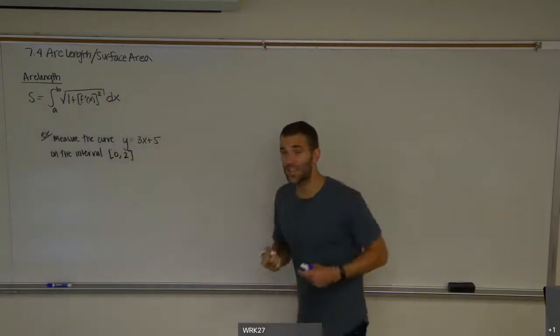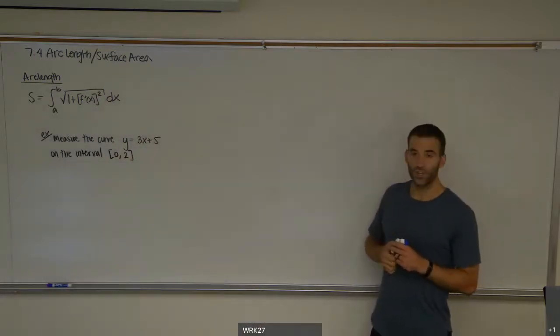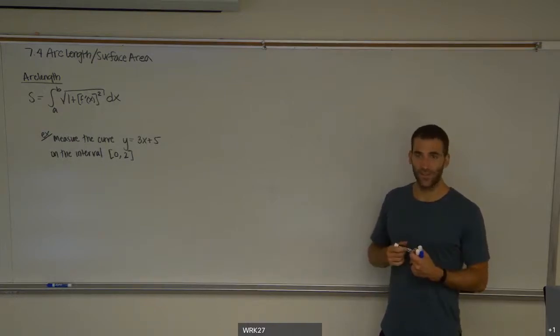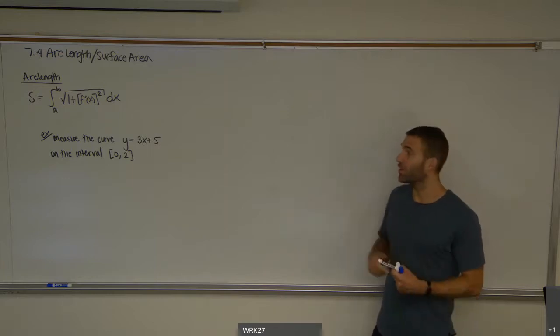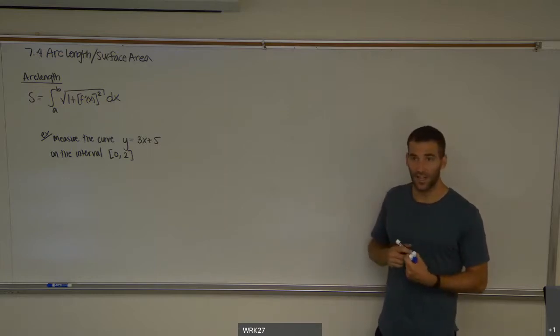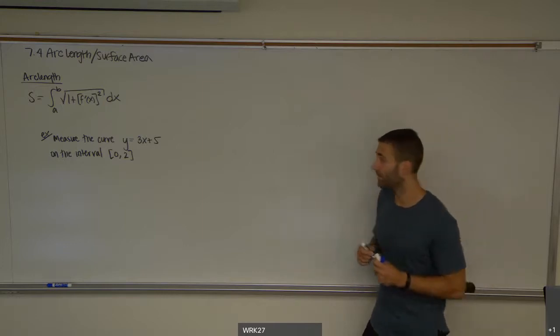Why do I say that we don't necessarily need calculus? Because if you look at this curve, this is a straight line with a slope of 3 and a y-intercept of 5. And we're looking at two fixed points on this line. This is then the measurement of a straight line. We can use the distance formula to get an answer. But we're going to employ the use of calculus here and get an answer using our arc length formula.